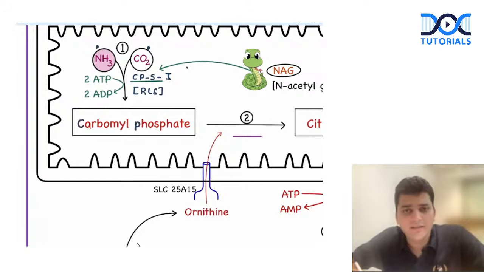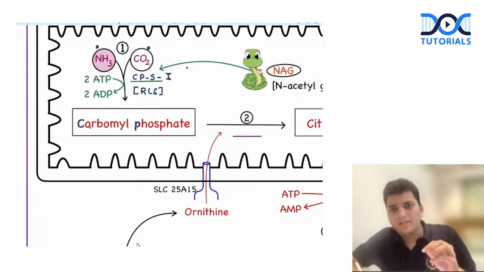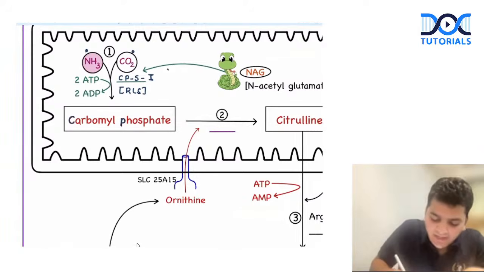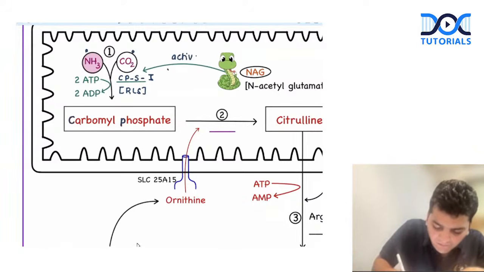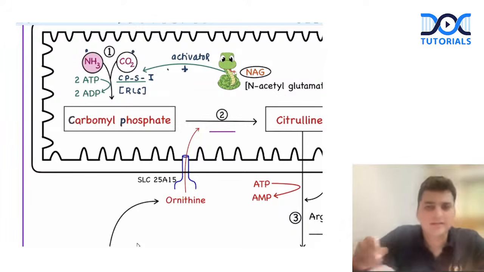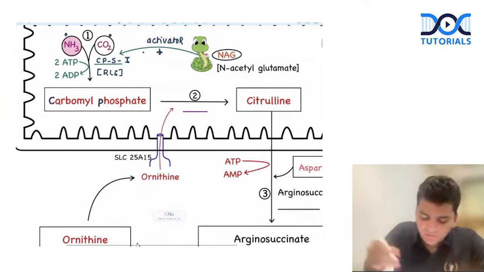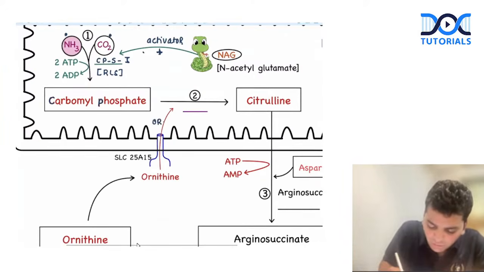It is the most lazy enzyme. It is so lazy that to activate the CPS1, we require NAG. The NAG is the activator. NAG will come and will activate the CPS1, N-acetyl glutamate. Then this carbamoyl phosphate, what we will do is, in the mitochondria, we have a molecule ornithine.